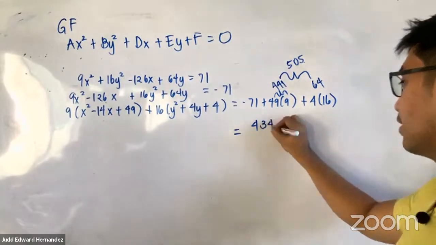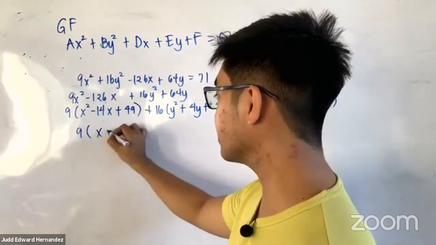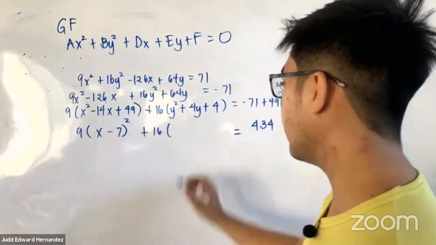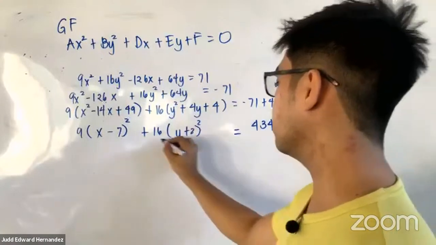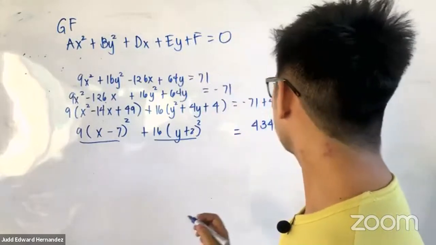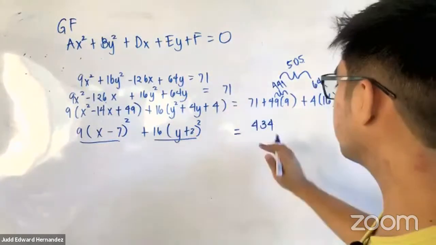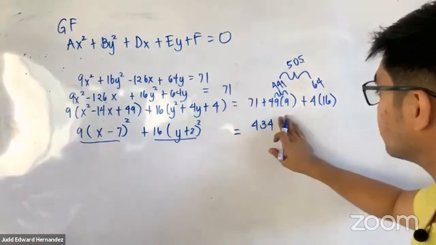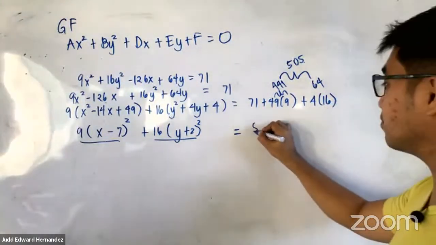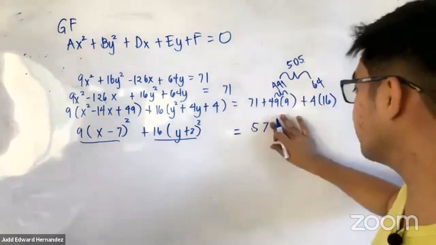Okay, so let us now try to factor this one. This becomes 9 times x minus 7 quantity squared plus 16 times y plus 2 quantity squared. What do we do now? The 71 is positive, kasi nasa right side na po siya. Sorry. So this becomes 71. So i-add natin siya lahat. 71 plus 441 plus 64. That becomes 576.